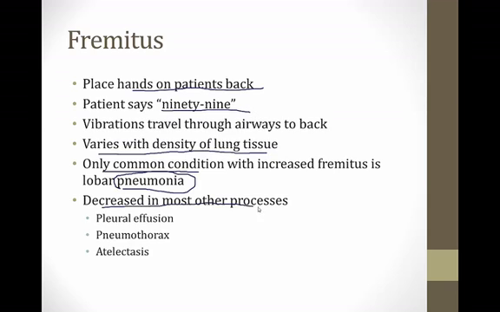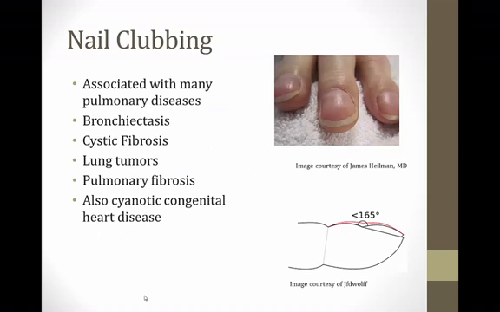Almost all other processes cause there to be less fremitus. So things like pleural effusion, pneumothorax, atelectasis, all these things block the transmission of those vibrations, and they cause decreased fremitus. The final lung physical exam finding I'll discuss is called nail clubbing.